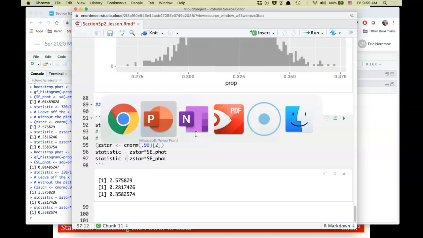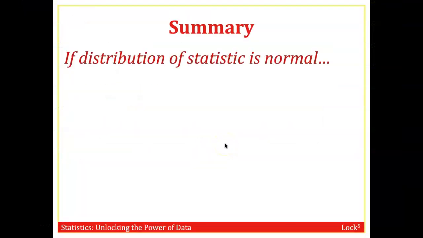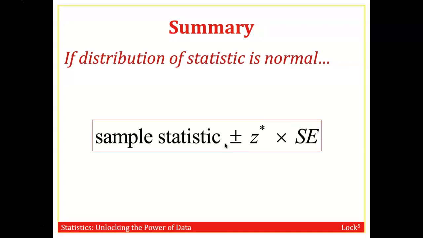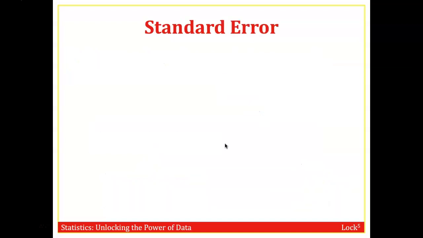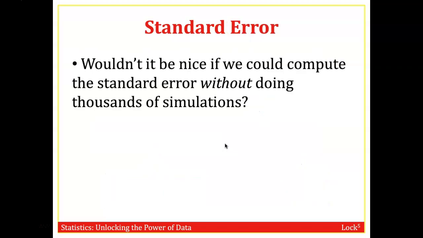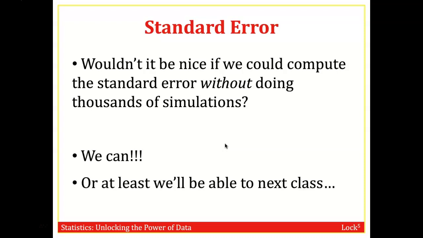Alright, so just to move on to the wrap up, if a distribution of a statistic is normal, then we can go ahead and compute the confidence interval this way. From the original data, we get the sample statistic, we get the z-star from the standard normal, and we're getting the standard error from the bootstrap distribution. But at this point, we have to admit that wouldn't it be nice if we could compute the standard error without having to do all those thousands of simulations, even though it's pretty quick. But to streamline the process, we can, or at least we'll be able to next class.